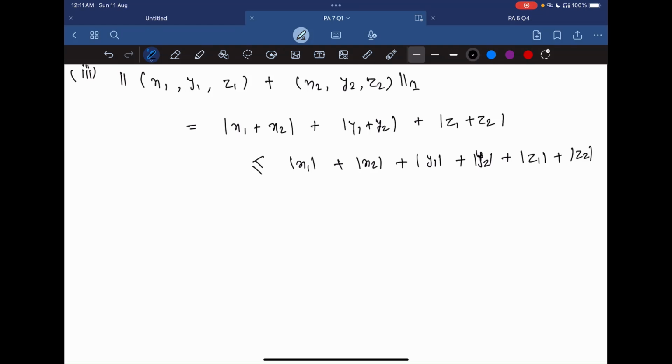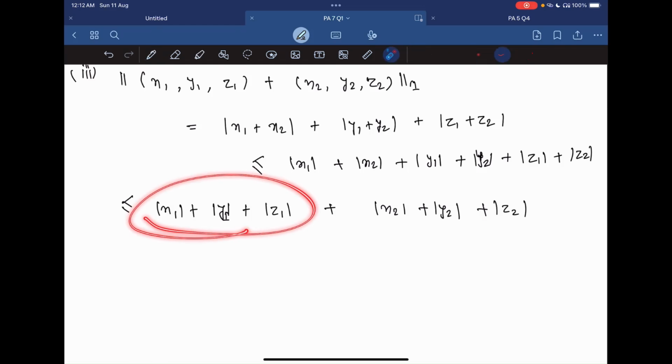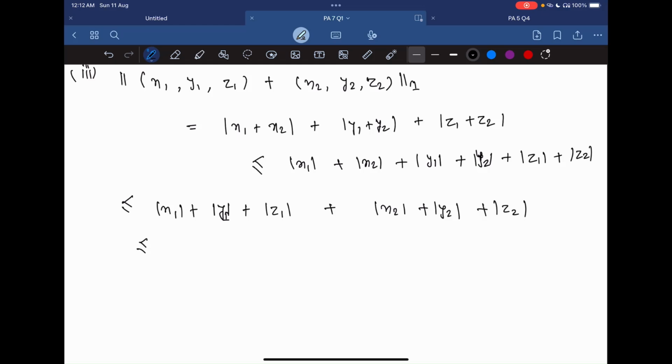And if we rearrange these terms, plus mod of y1 plus mod of z1 plus mod of x2 plus mod of y2 plus mod of z2. So this here corresponds to our x1, y1, z1.